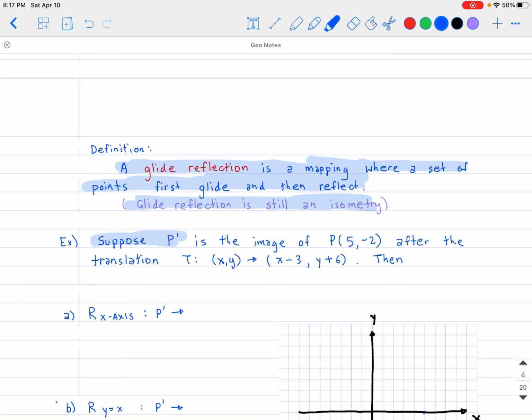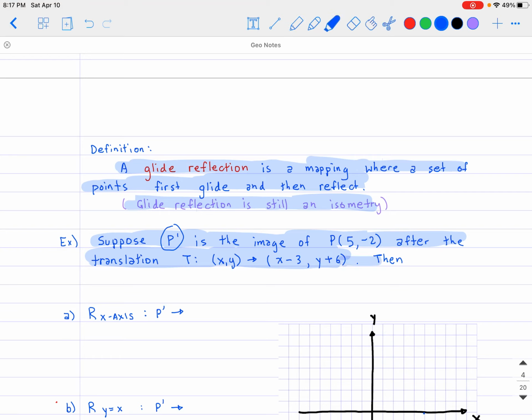Suppose that we have point P prime, which is supposed to be the image of P, and I'm giving you P right here, which is going to be (5, -2). After you take the translation T of (x, y), you're going to translate it by x minus 3 and y plus 6. So first, I'm taking this point P and throwing it into this translation, and the result is that I'm supposed to get some new point, which is going to be P prime.